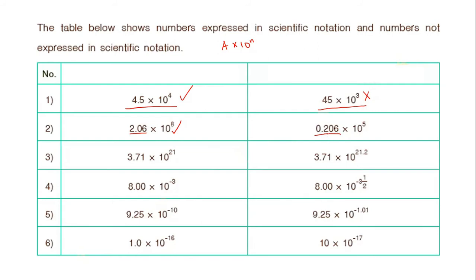Look at this one. 0.206. Is it bigger than 1 or smaller than 1? Smaller than 1. So is this number in scientific notation or not? No. Because in scientific notation, a number should be 1 or bigger than 1, but it must also be smaller than 10. Okay, look at number 3. Is this in scientific notation or not in scientific notation?